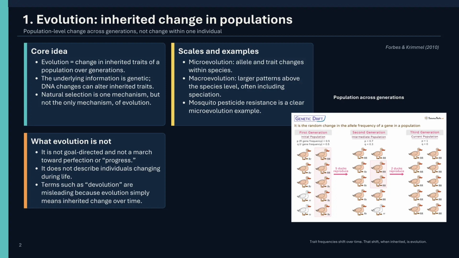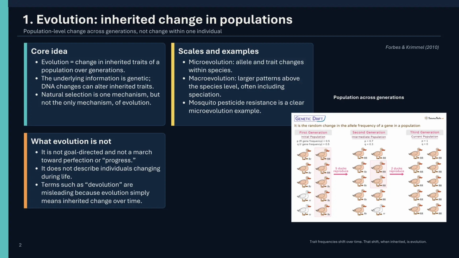Natural selection is one mechanism of evolution, but it is not the only one. Trait changes in populations are not always caused by selection. Some genetic changes may be neutral, meaning they do not affect fitness much or at all. There are two scales of evolution, micro and macroevolution.